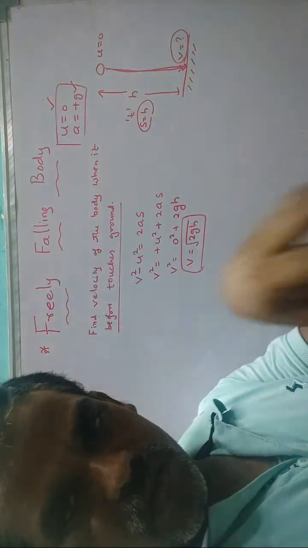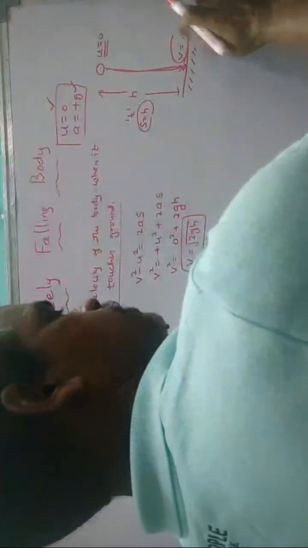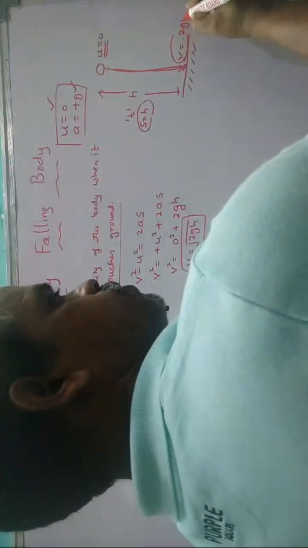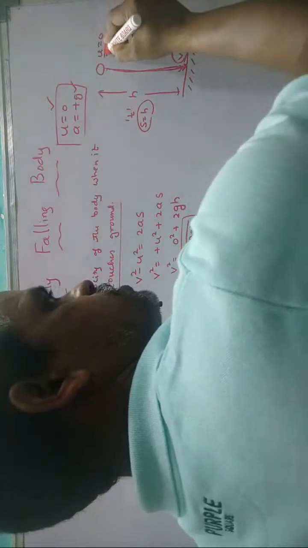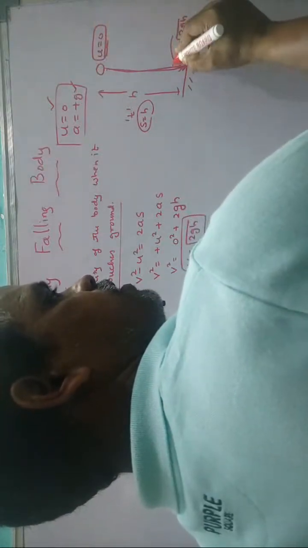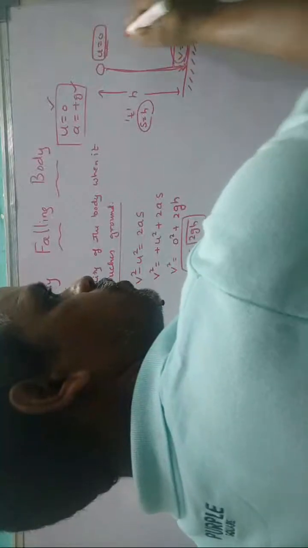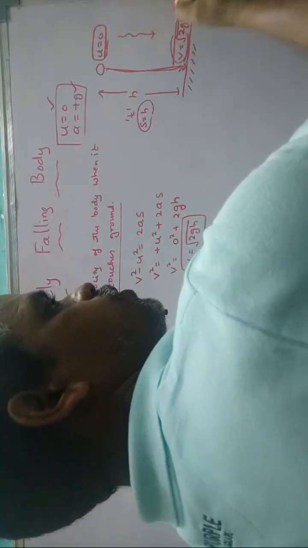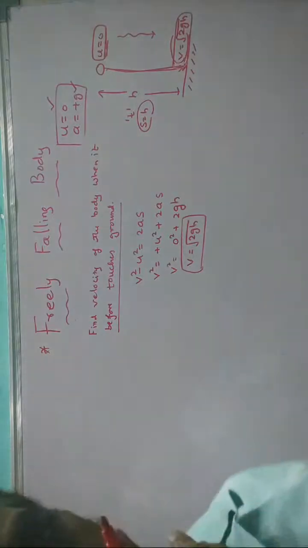When it touches the ground, what is the velocity? It started with u equal to 0. Finally, when it touches the ground, the velocity increases to root of 2gh.